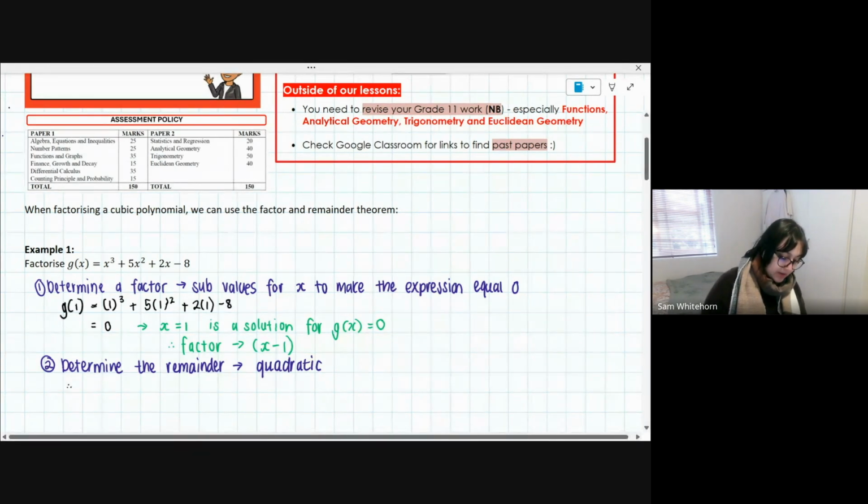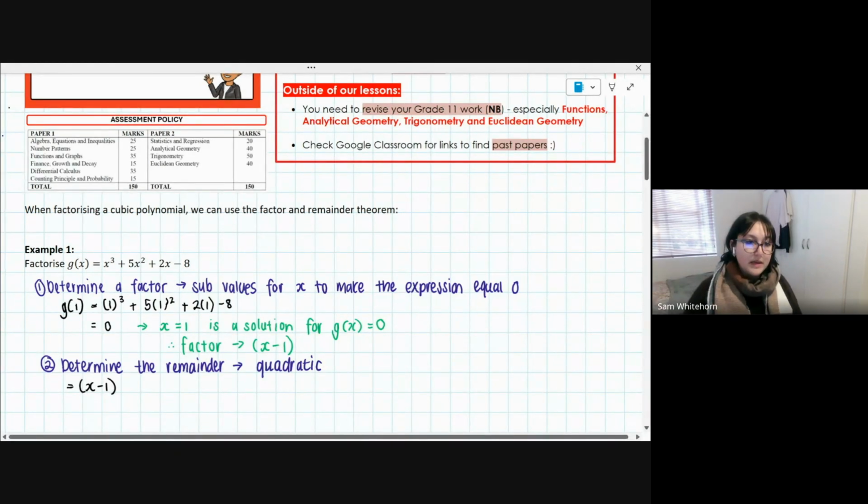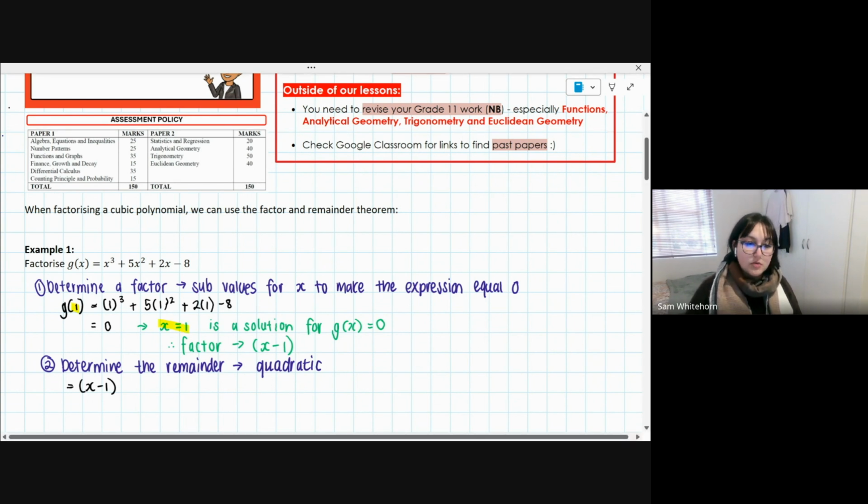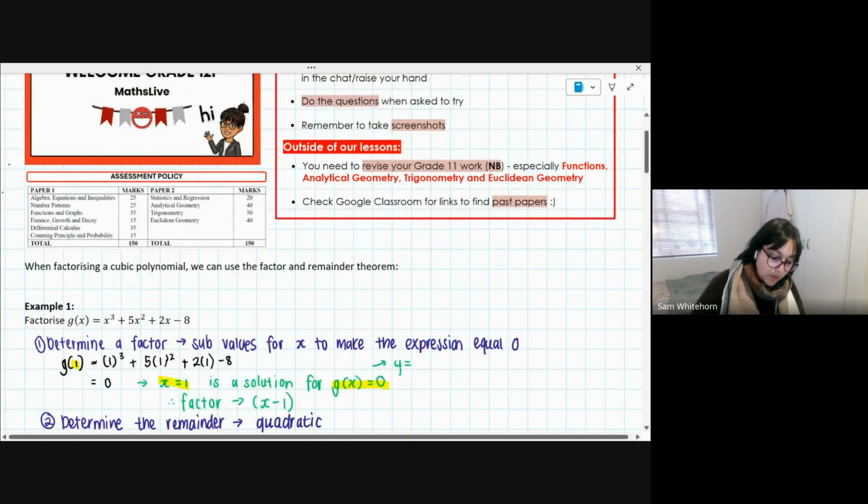Okay, so before I carry on, there's a query: I'm lost by the -1. Right, so what we have determined, grade 12s, is that if we substitute the value x equals 1 into our expression, we get a value of 0. So what that means is that we have a solution for g of x equals 0. Now, the reason we want to work with g of x equals 0, like I said, we're leading up to graphs, is remember when y is equal to 0, we are able to determine our x-intercept.